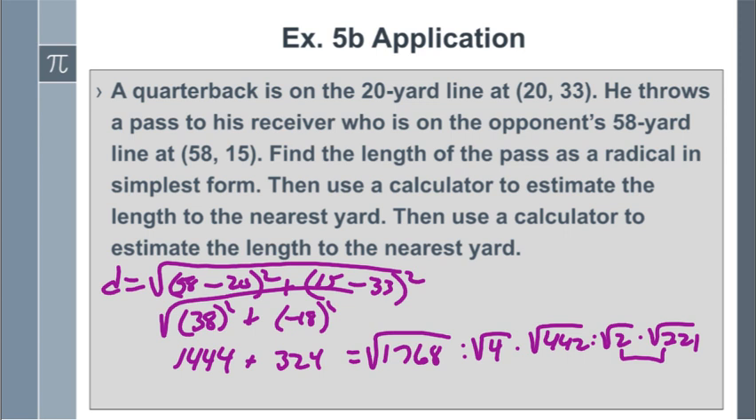So my answer would be 2, because the square root of 4 is 2, times the square root of 442, because I cannot break that any further. So if I take the square root of 442 and times that by 2, that gives me 42.04. So to the nearest yard, it would be about 42 yards.